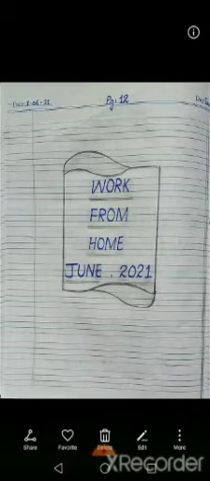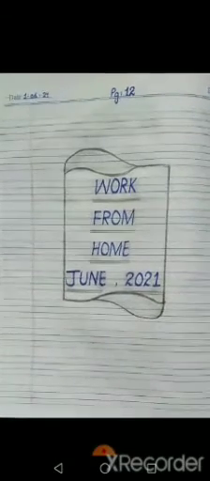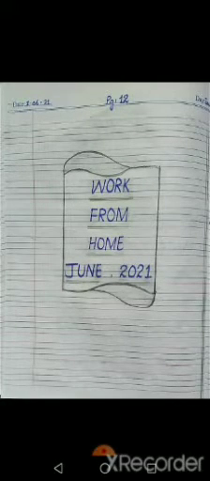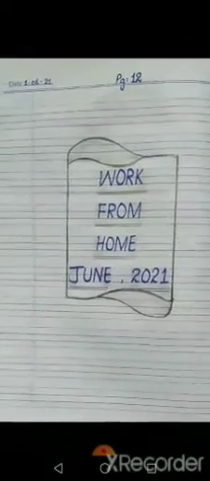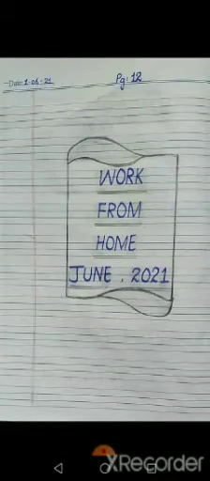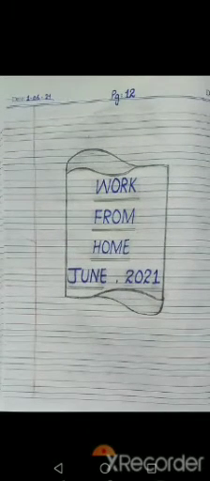Dear students, this is the page of your notebook. If you have done your May task, then you have to come to a new page, and on the new page you have to write down the date, page number, and today's day. Then on the third line of this page, write down "Work from home June 2021," right? And make a sketch like this. It will look neat and clean.